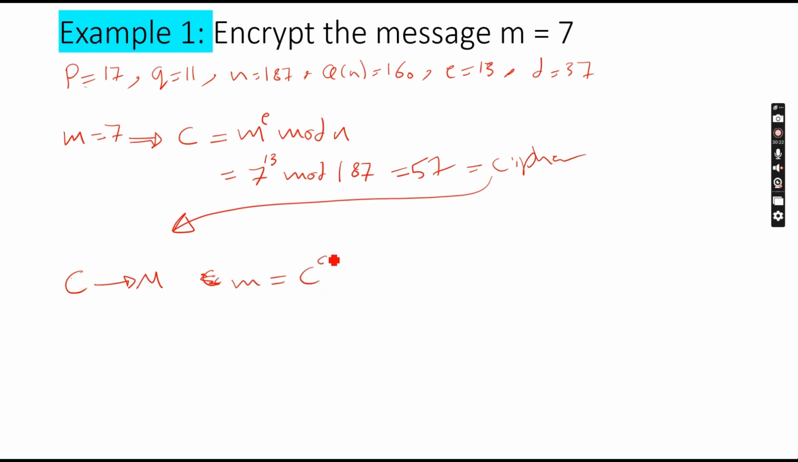So message equals cipher to the power D mod n, and cipher is 57. So cipher is 57 to the power D, where D is 37. Mod n, where n is 187. This one is a big number. So this one is equal to what?